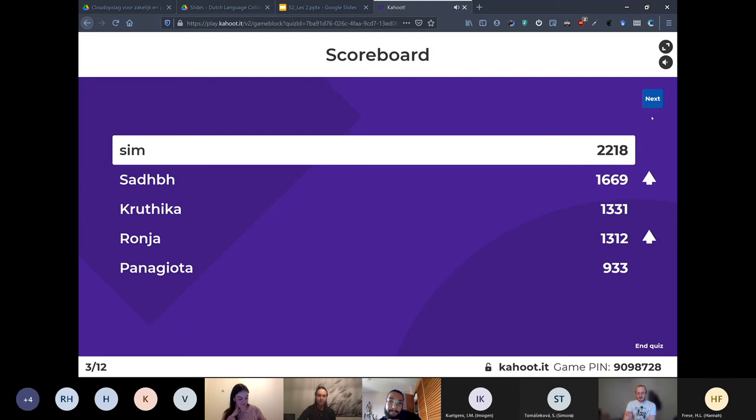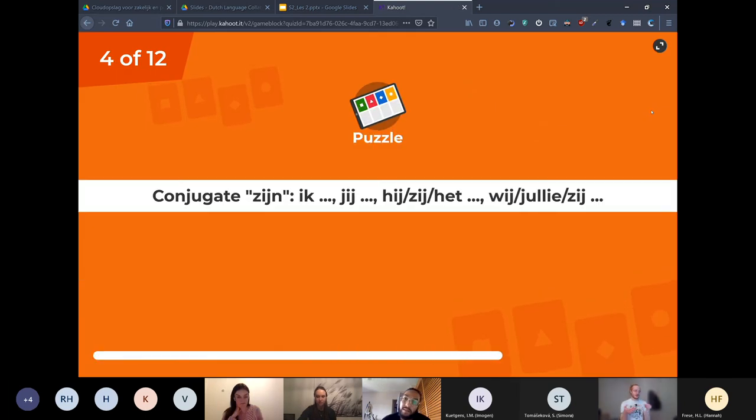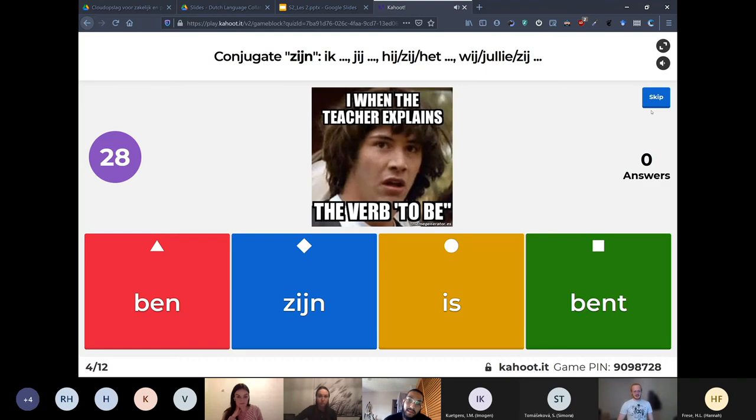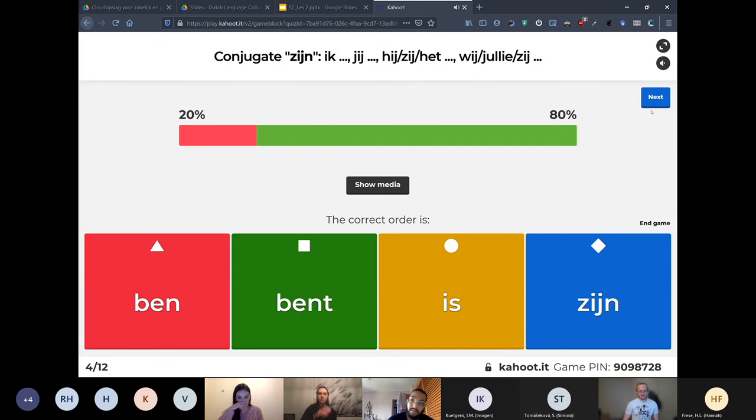Nice. Next question. This is a puzzle, so you have to put things in the right order. So just conjugate zijn. And you have not put up that much time. 10 seconds. I think that's how you say it. I feel like that was too little time. But good job, those who got it. 80%. It is ik ben, jij bent, hij, zij, het is, en wij, jullie, zij, zijn. Good job.